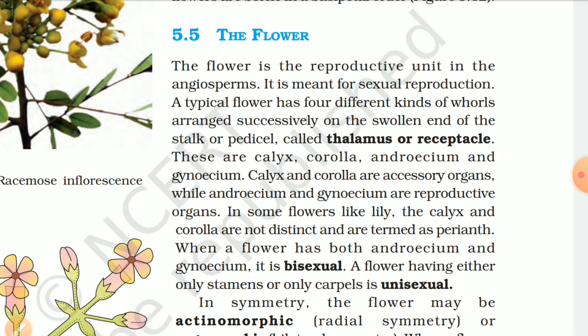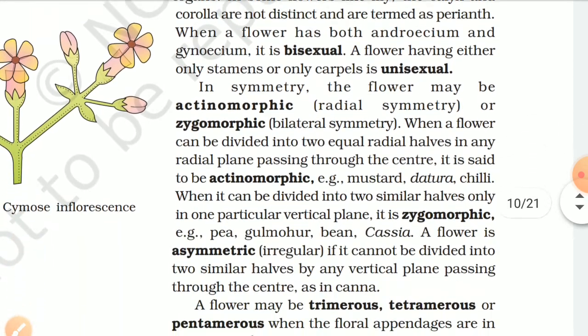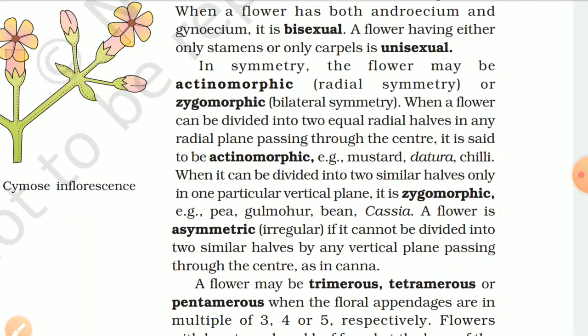When a flower has both androecium and gynoecium, it is bisexual. A flower having either only stamens or only carpels is unisexual.